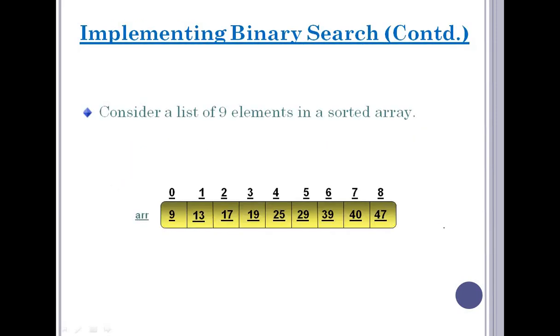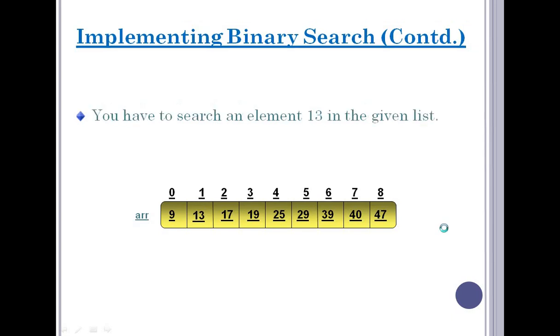Now we will see how we can implement binary search. Consider 9 elements in this array, with indices 0 to 8, and the elements are sorted. Now we want to search for 13. First we will see 13, and after that we will see some more examples, maybe 39.